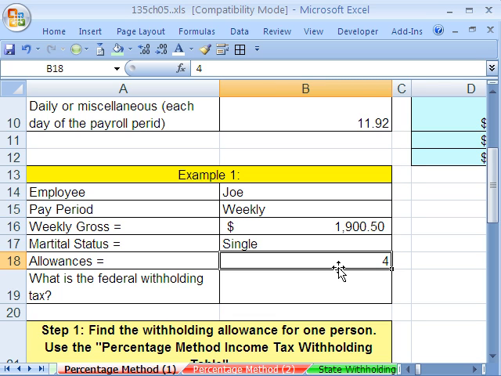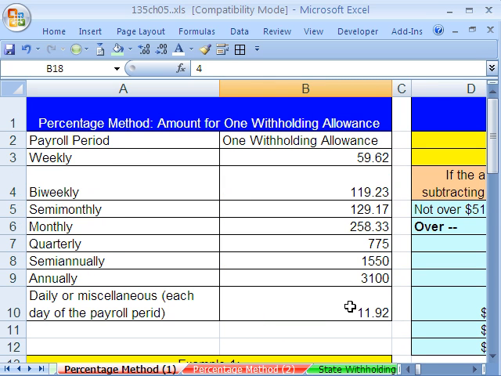Well, we need a couple things here. Let's go up and look here. We're going to need to know, this is a percentage method, amount for 1 withholding allowance. So here's, if you have 1, and your pay period is weekly, you get an allowance of 59. Now, an allowance is the number of people you're claiming on your tax form. So the withholding allowance is in essence the amount that we're going to subtract from our gross to get some taxable amount, and then we'll multiply the rate times that.